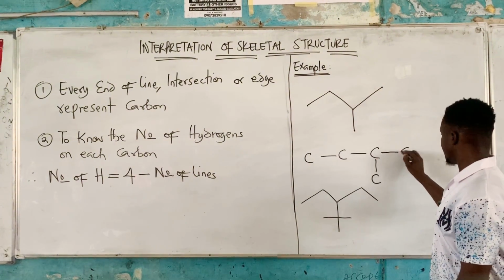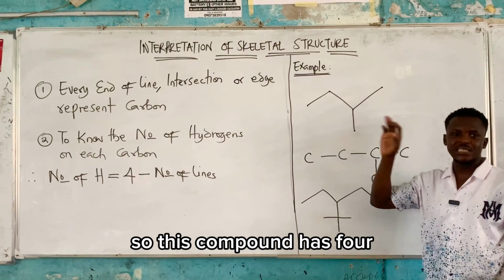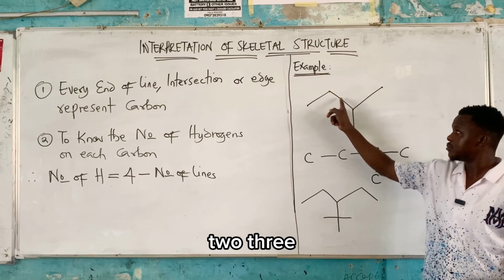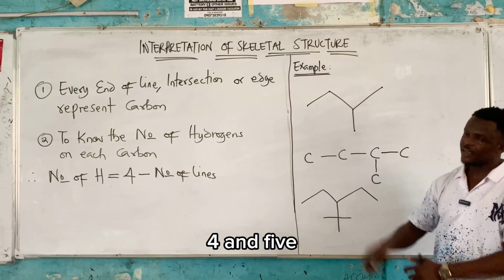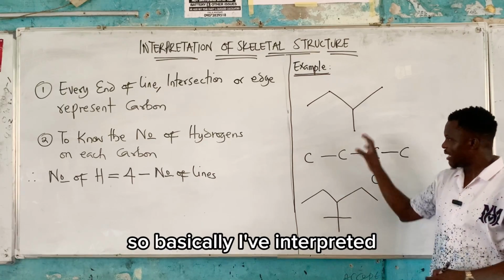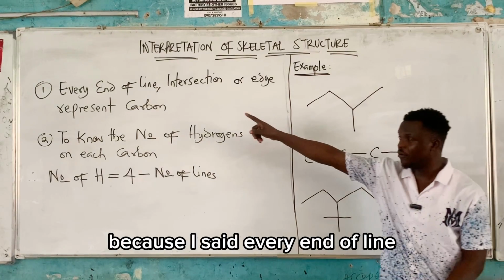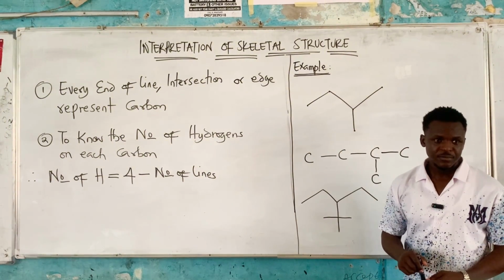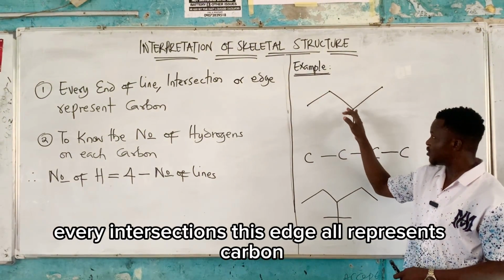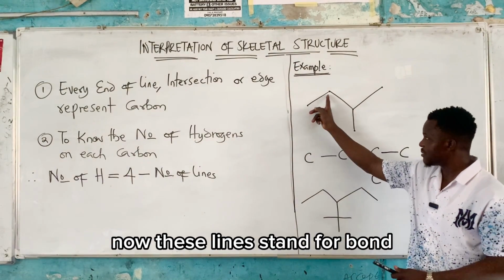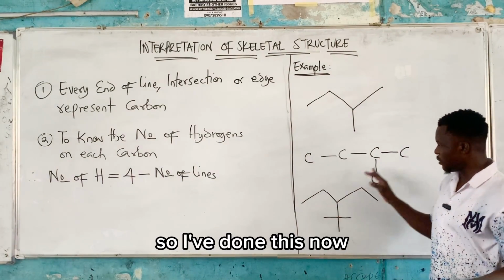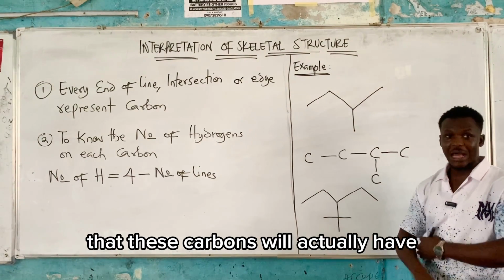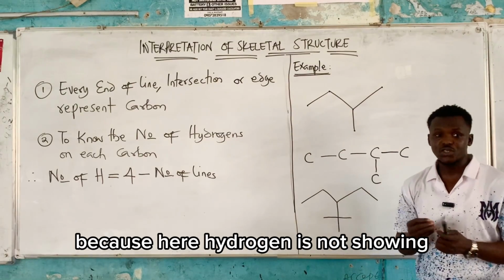And this guy. So this compound has 4, or let's say how many, 5 carbons. 1, 2, 3, 4, and 5. So basically I've interpreted, because I said every end of line, these points are end of lines. They are all carbons. Every intersection, this edge, all represent carbon. Now these lines stand for bonds. So I've done this. Now for me to know the number of hydrogens that these carbons will actually have, because here hydrogen is not showing.